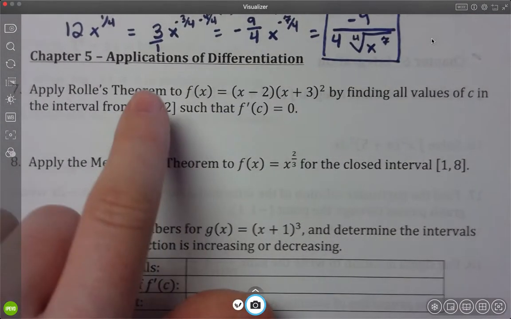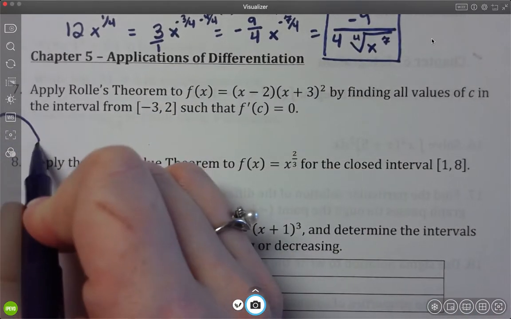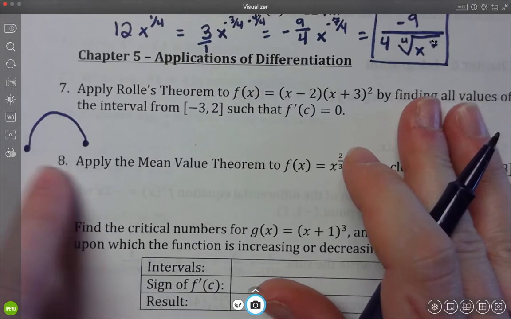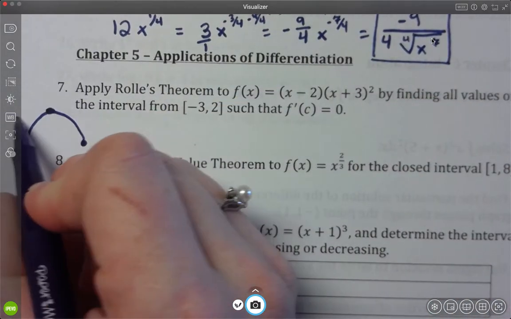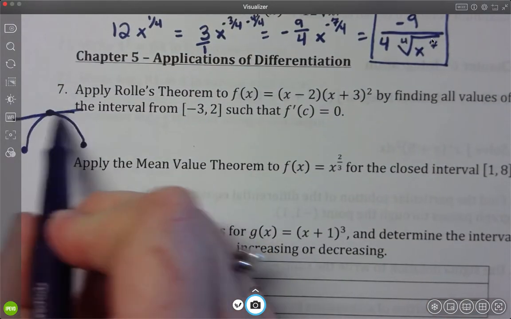So Rolle's theorem basically says that if I have a curve or some point where the y coordinates are both at 0, then it's going to have a point where the derivative, where f prime is equal to 0, where it has a horizontal tangent line.